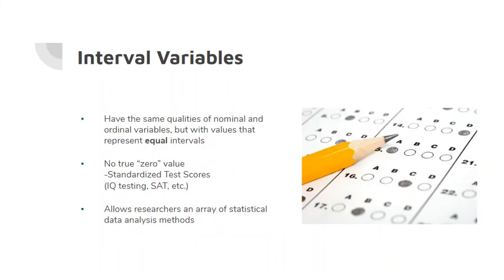Interval variables are just like this. There's not a real zero value, but they represent equal intervals, A, B, C, and D. They're exactly equal. I'm trying to think of another good example of interval variables. Maybe I'll come back to that. We'll have to see about that.